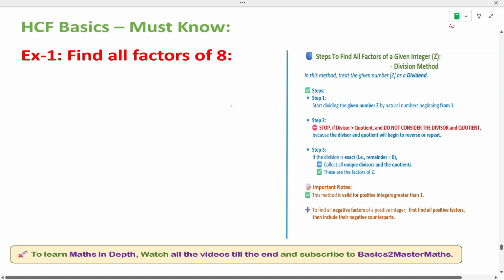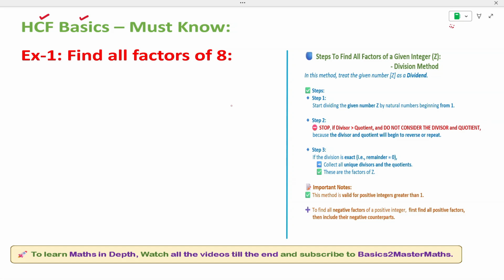Today we will see HCF basics. Under that, we will see how to find all factors of a given number. Example, let us see how to find all factors of 8. Before solving the problem, please go through the steps mentioned below.